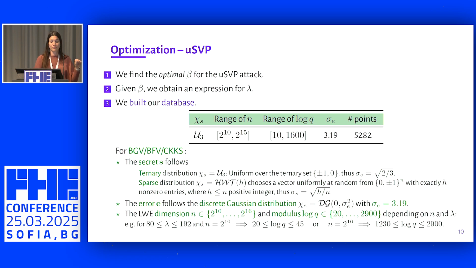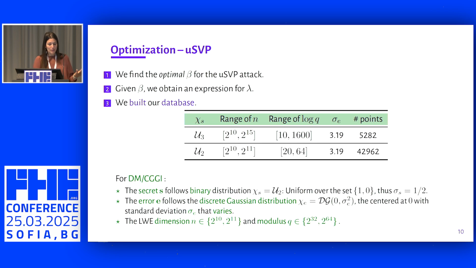Because for BGV, BFV, CKKS, in general, the secret distribution follows a ternary distribution. Sometimes sparse, because, as I mentioned, when we use bootstrapping we often use a sparse secret. The error distribution is a discrete Gaussian with sigma E 3.19. And N and Q can really vary a lot in the range. And the last one is the number of points that we have in our database.